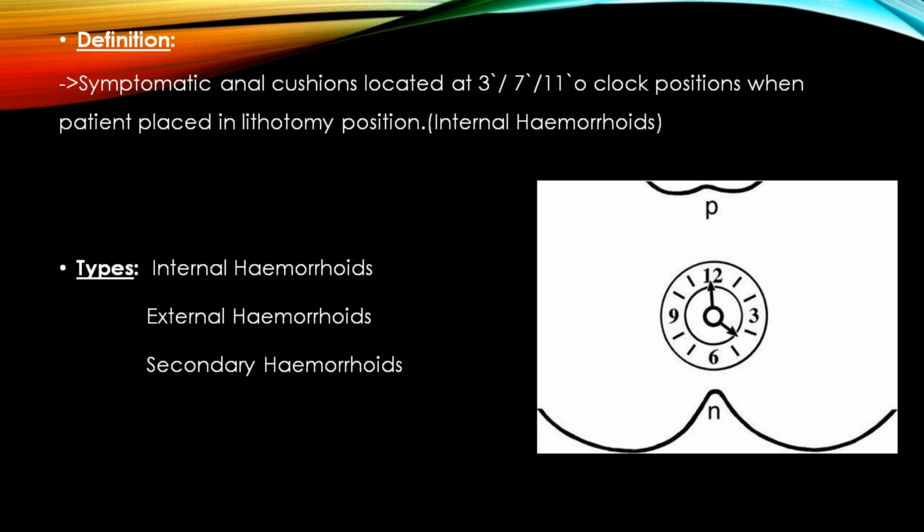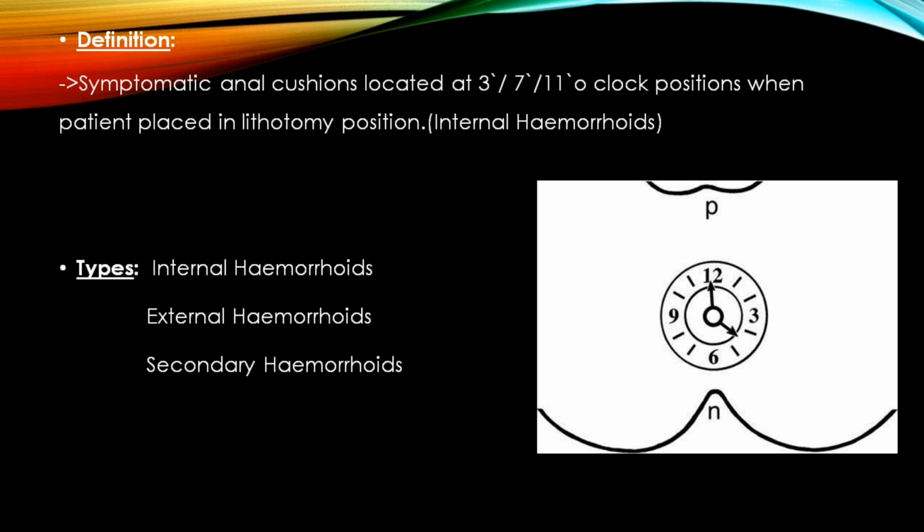Symptomatic anal cushions, that is the anal cushions which protrude out, or the anal cushions which are located within the anal canal but they bleed. So bleeding is a symptom. These are the symptomatic anal cushions which are located at the 3 o'clock, 7 o'clock and 11 o'clock positions.